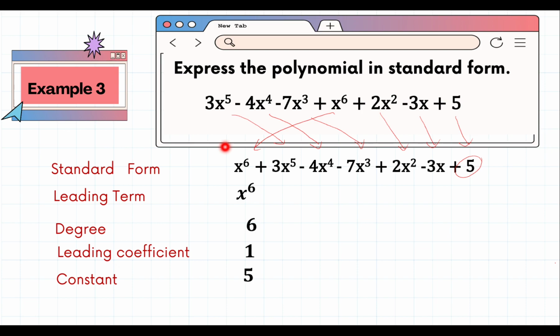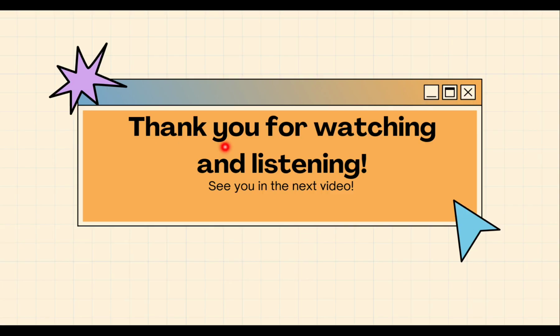So there you have it, ladies and gentlemen. Standard form of the polynomial, and also identifying the leading term, the degree, the leading coefficient, and the constant.